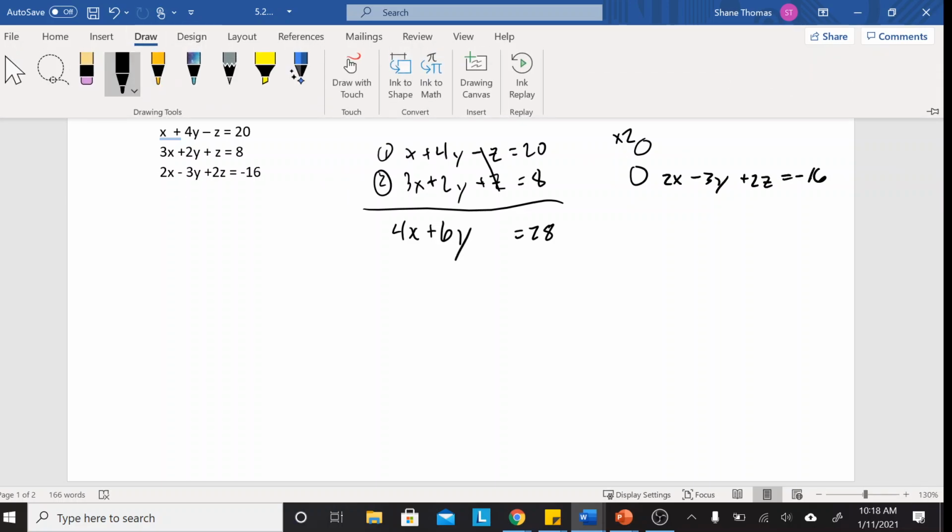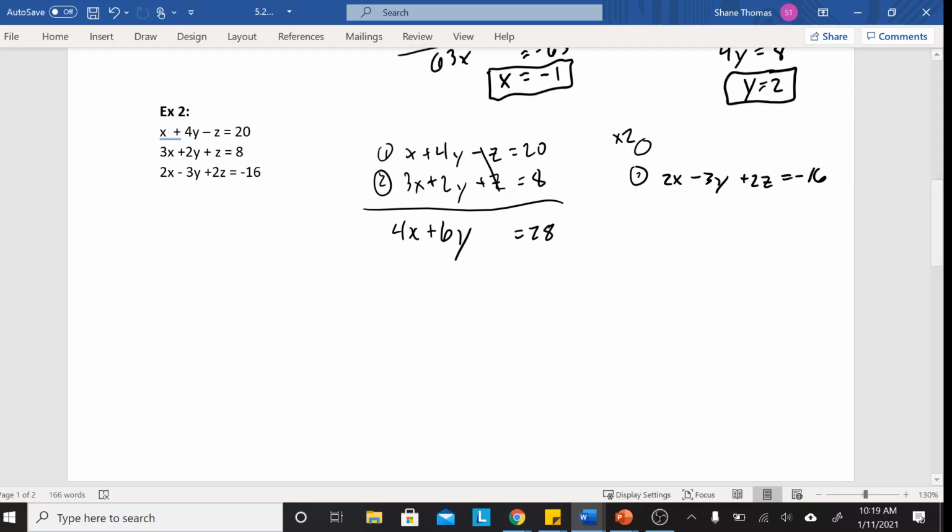All right, so this is 3. This is 2. Let's try this again. 3x plus 2y plus z equals 8. That looks a little better. Now I just got to multiply by negative 2 to get rid of the z's. All right, now I'm feeling a little better. So let's multiply the first one. I have negative 6x minus 4y minus 2z is equal to negative 16.